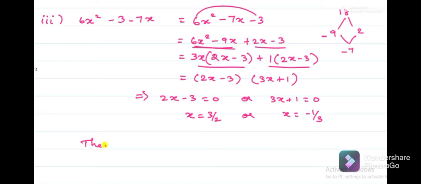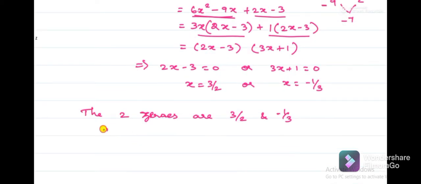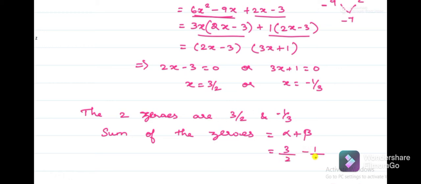Let us equate it to 0 to obtain the values of x. X takes the value 3 by 2 and minus 1 by 3. These are the two zeros. Therefore, the two zeros are 3 by 2 and minus 1 by 3.